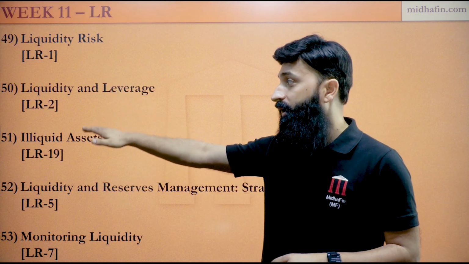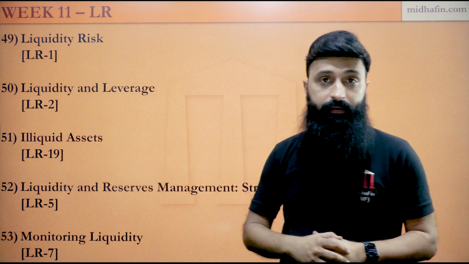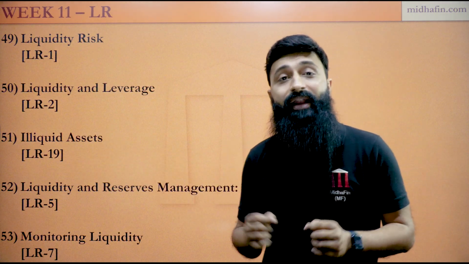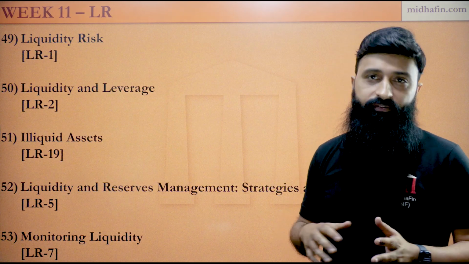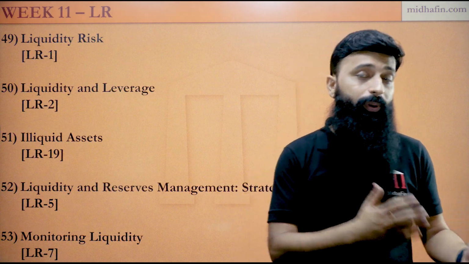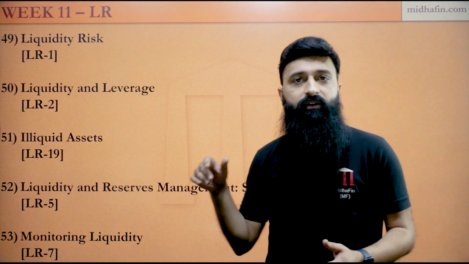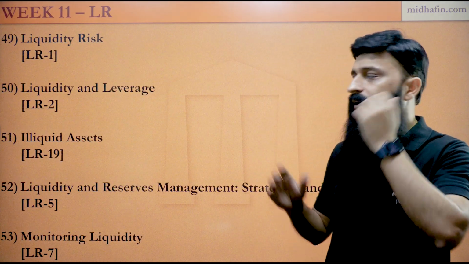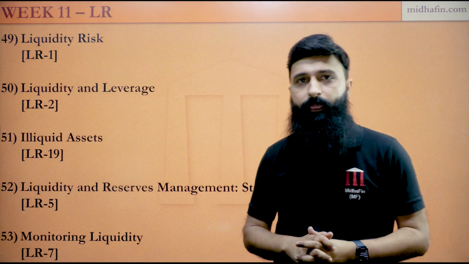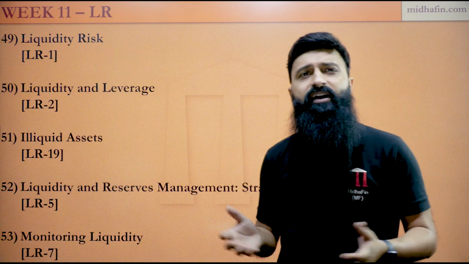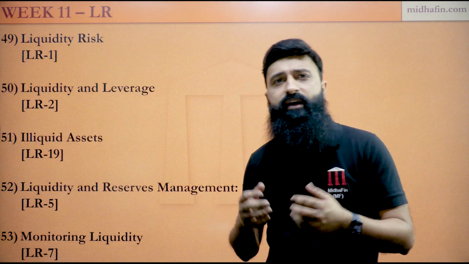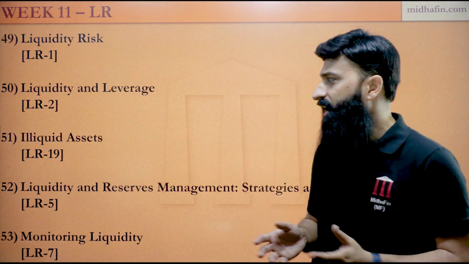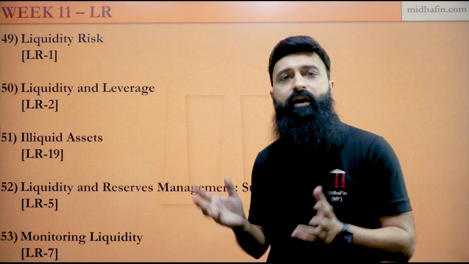Then you have illiquid assets. You can see after LR1 and 2, we are straight away going to LR19. LR19, illiquid assets, was actually earlier, when the liquidity risk module did not exist before 2020, a part of the operational risk module. Okay. In 2020, it was moved to liquidity risk. So it enhances the understanding of how market imperfections and all those things impact financial assets and how assets can become illiquid.